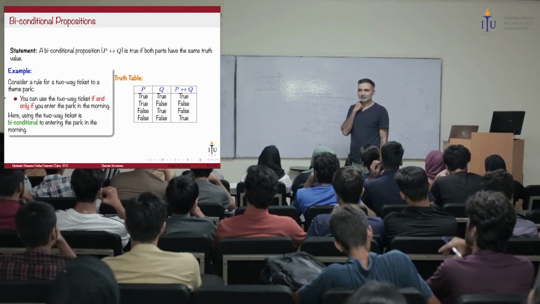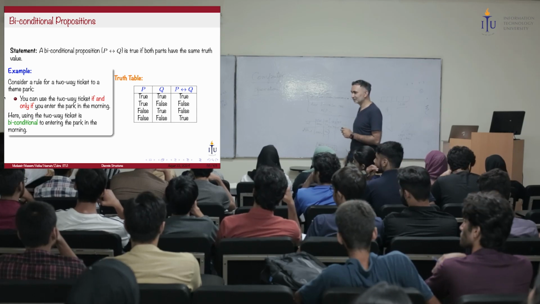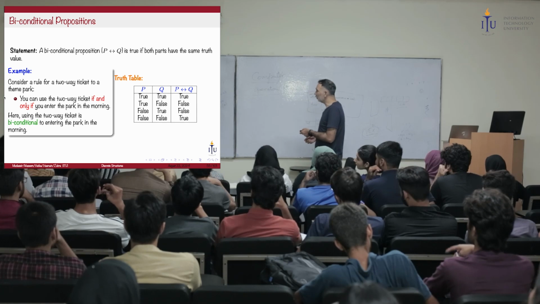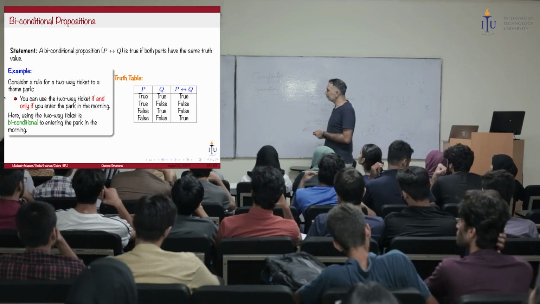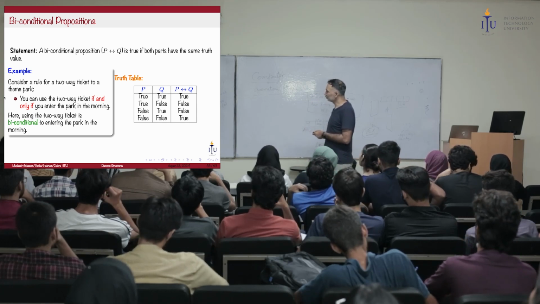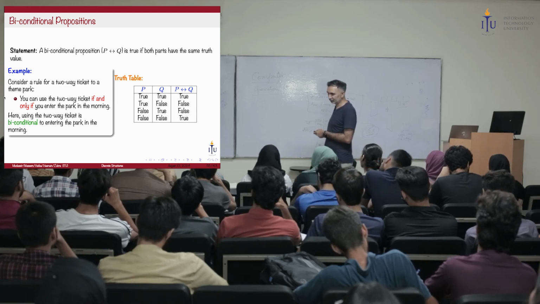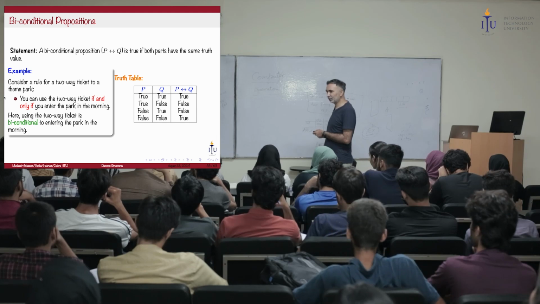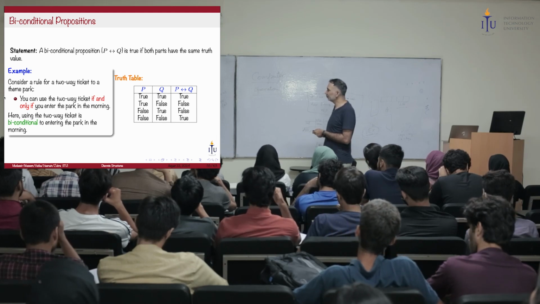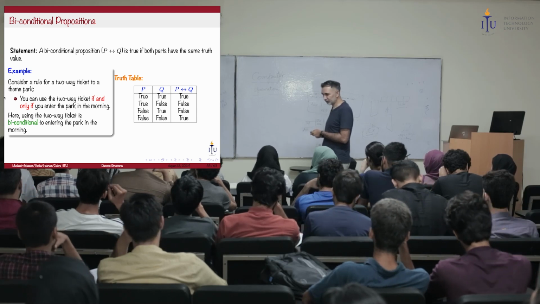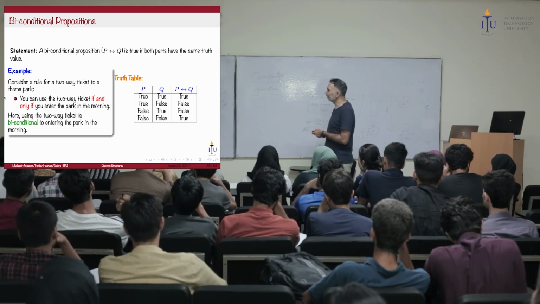Any other questions? You want me to explain this again? Okay. So we read this as biconditional or equivalent, which means that P and Q have the same set of truth values. That's the statement.